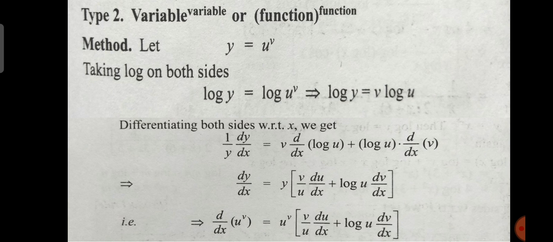Type 2: variable raised to variable, or function raised to function. That is, y is equal to u raised to v. Then log y is log of u raised to v, and log of u raised to v is v log u. Then differentiate it. That is the derivative of a function raised to another function: d by dx of u raised to v is u raised to v into (v by u du by dx plus log u dv by dx).